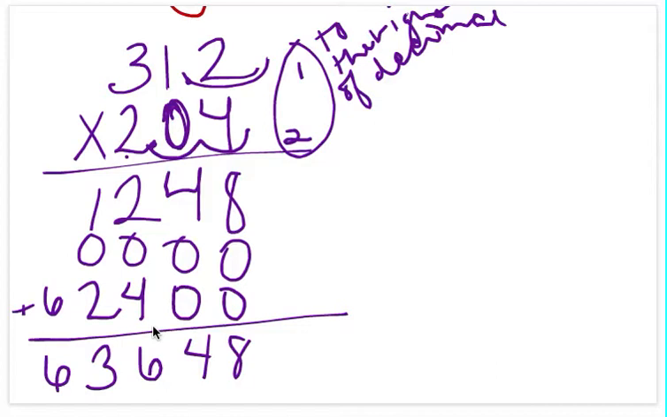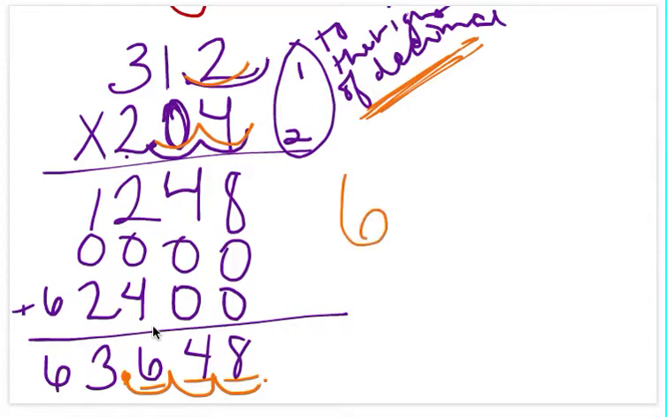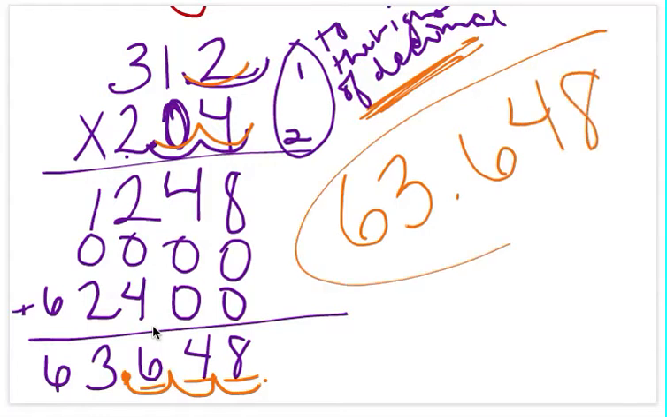Okay, now we said earlier that we have 3 decimal places, right? And we said that we need to have 3 to the right of the decimal, because these are going to be to the right of the decimal. So that means I start at the very end and I move it left. 1, 2, 3. So doesn't that give me 3 spots to the right of the decimal? So my final answer would be 63.648.